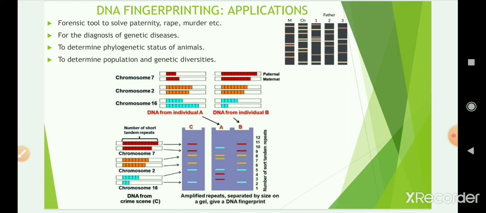Right. It is clear that the banding pattern of DNA from the crime scene matches individual B and not A. So with the help of this we can identify the criminal also, or we can solve paternity problems also.